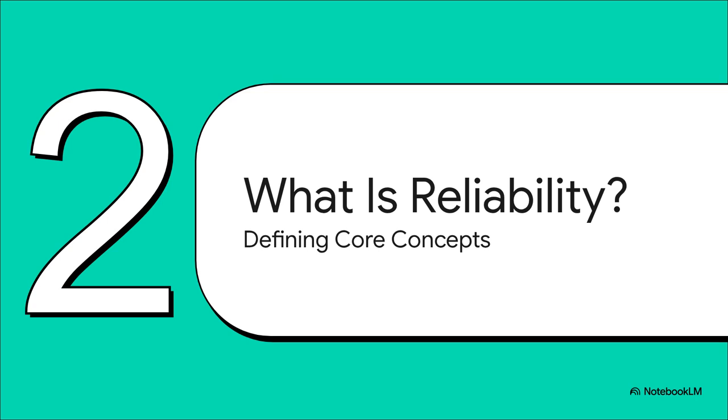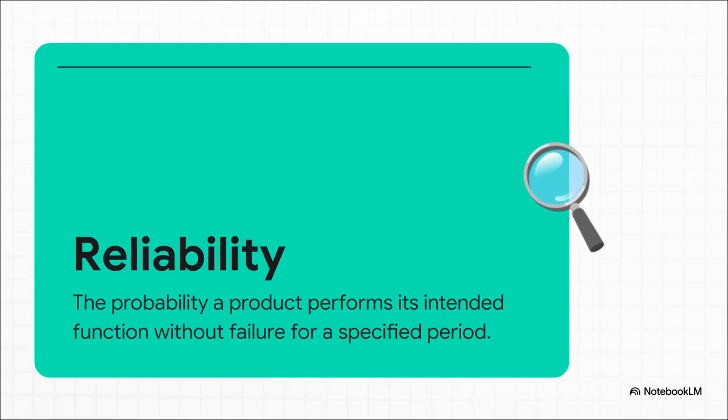Okay, so we know why it's a big deal. Now let's get super clear about what it is. Seriously, getting these core concepts down is the key to understanding everything else we're going to talk about. Okay, this is the official textbook definition. And trust me, every single word in here is critical. It's not just about working. It's the probability it will work for a specific amount of time under specific conditions. If you take away any one of those pieces, the whole definition just falls apart.